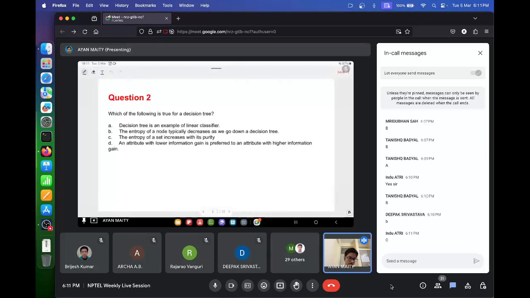Tanisk is saying option B, Deepak Srivastav is saying option B, Indu is saying option C. Archa is saying B, Rajarao is saying B. So most of the answers are B.